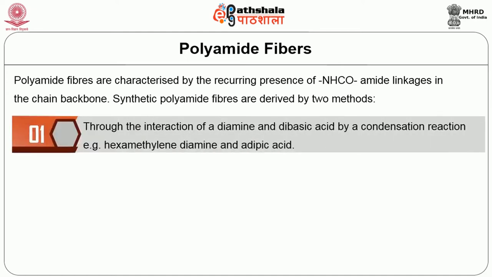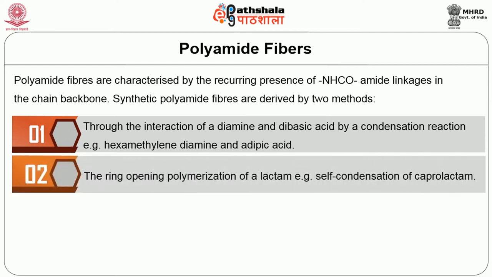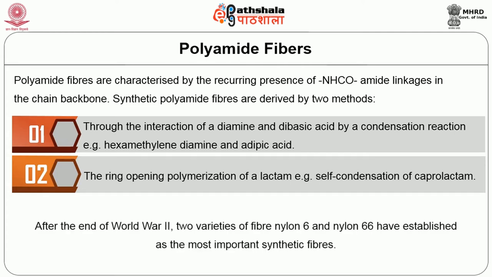The first one is through the interaction of a diamine and a dibasic acid by the condensation reaction, for example, hexamethylene diamine and adipic acid. And the second technique is the ring opening polymerization of the lactam, that is, the self-condensation of caprolactam. After the end of World War II, two varieties of nylon fibers were produced, that is nylon 6 and 6,6, which have been established as the most important synthetic fibers in the textile industry.